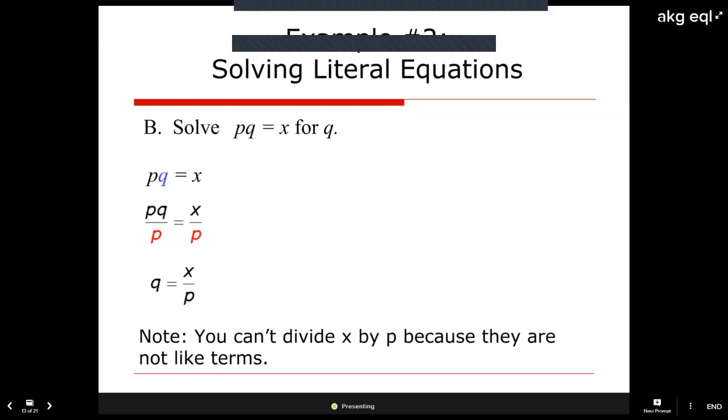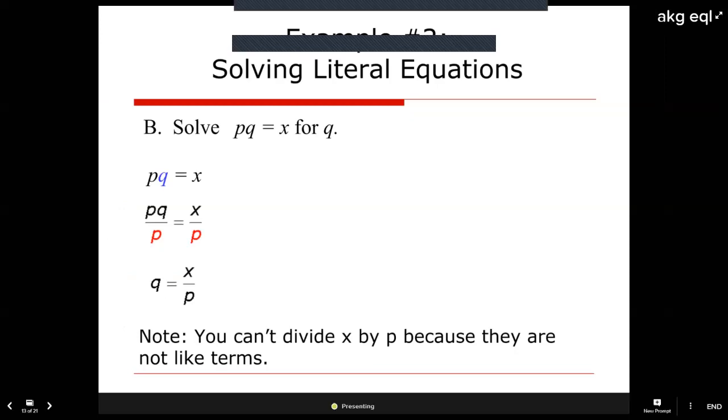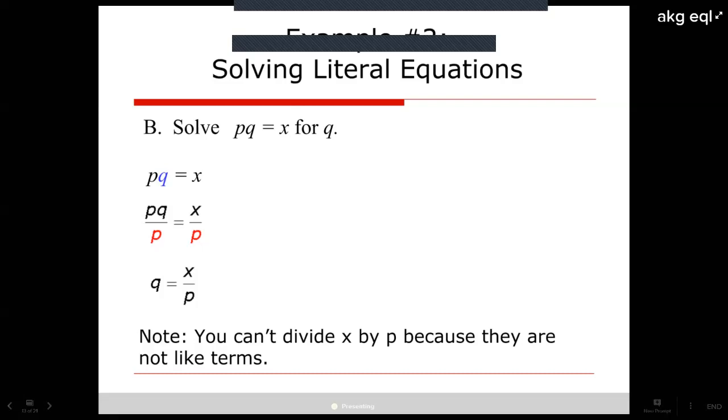You're still dividing something by itself, so it turns into a 1. And when you have 1 times anything, it doesn't change whatever that thing is, in this case, Q. So 1 times Q is still just Q. But the X and P can't simplify because they're not like terms. We don't know what X equals. We don't know what P equals. So we're done. That's all you can do with this problem.